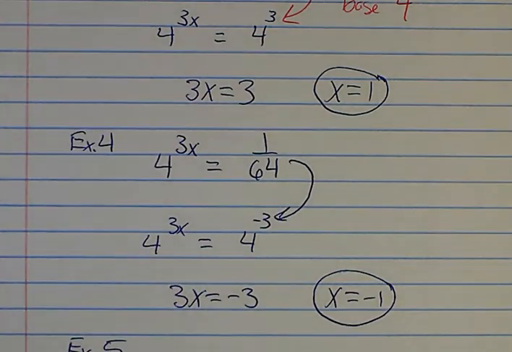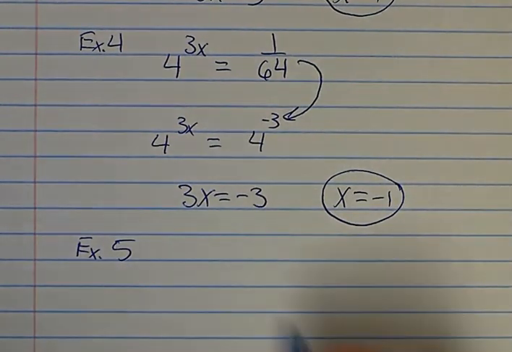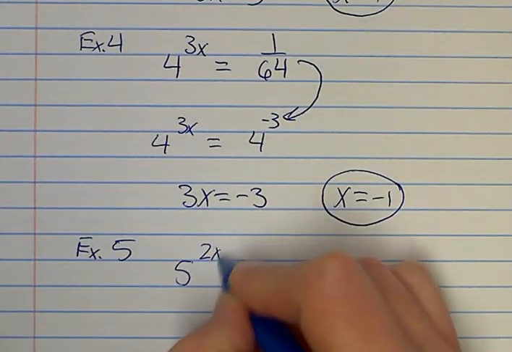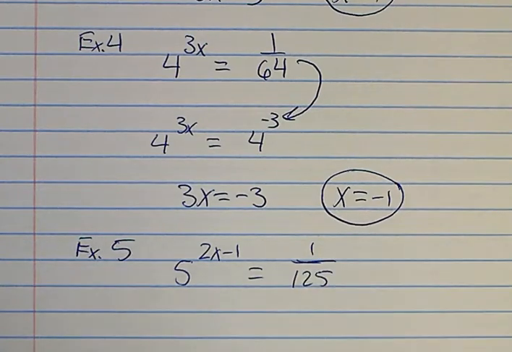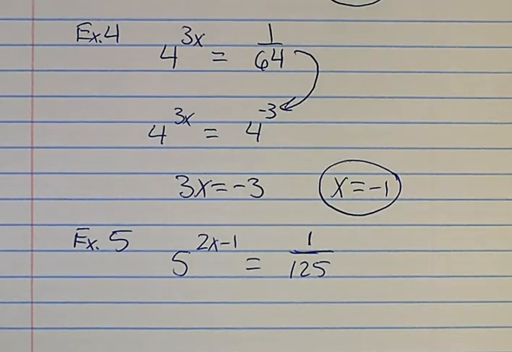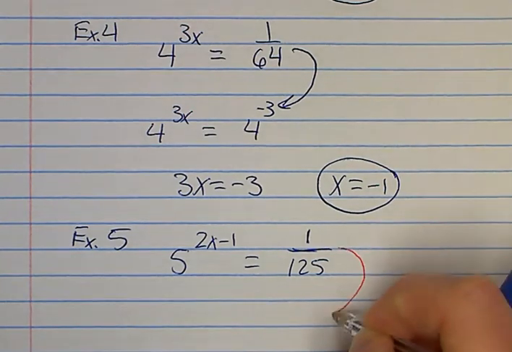Alright, let's do another one like that one. A little different, but along those same lines. Let's do 5 to the 2x minus 1 equal to 1 over 125. Right, same thing on this one. You've got to rewrite this one in base 5.